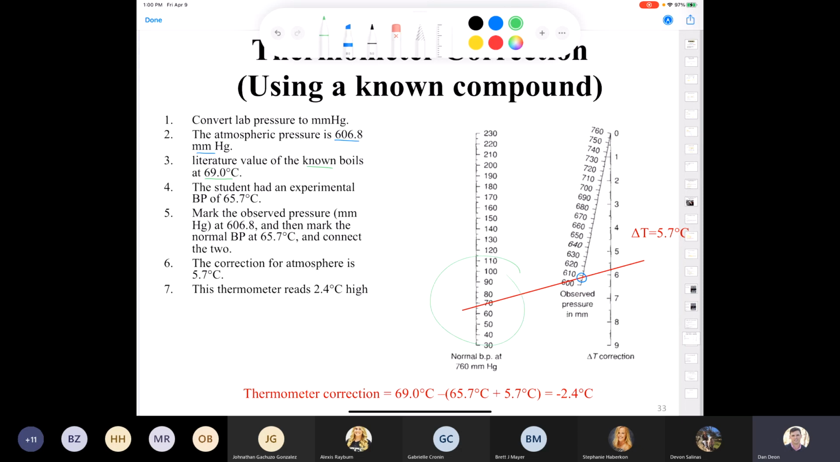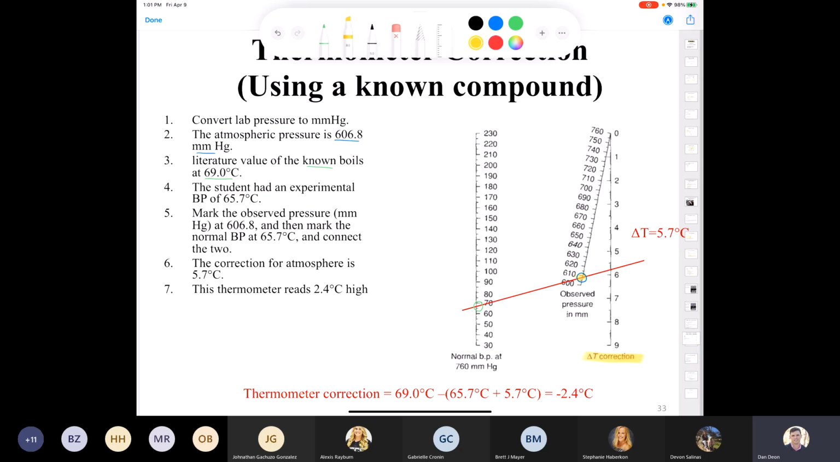The 69 degrees Celsius is not what you're looking at here. You want to put down on here what your boiling point was, which is, sorry, my mistake. You have 69 degrees Celsius on here, okay? So if you're at 69 degrees Celsius for the boiling point of your known, and your atmospheric pressure is 606.8 millimeters of mercury, you see that you cross the nomograph on the correction scale at 5.7 degrees Celsius. What does that mean? Well, what that means is that you're going to correct for the atmospheric pressure by 5.7 degrees Celsius. Now, what you measured was 65.7 degrees Celsius.